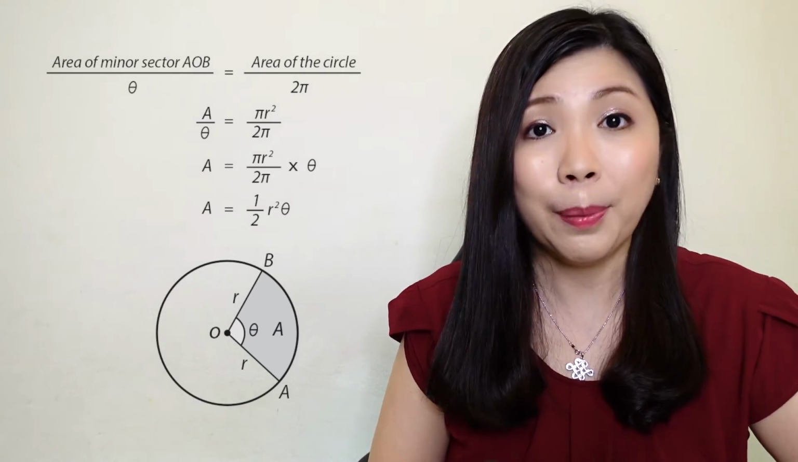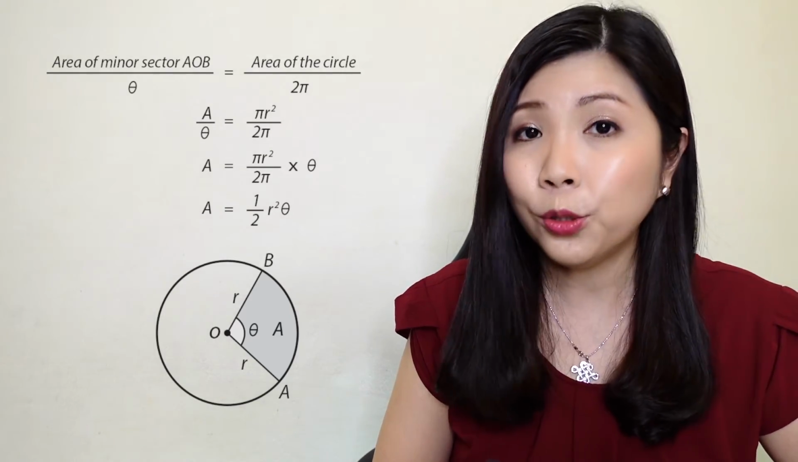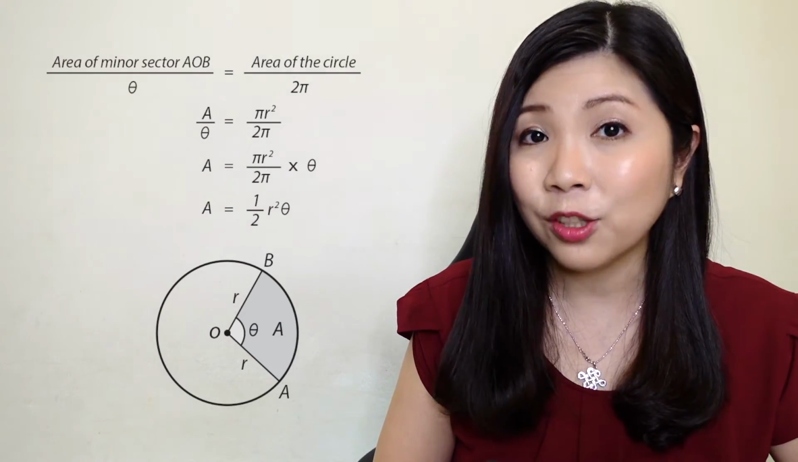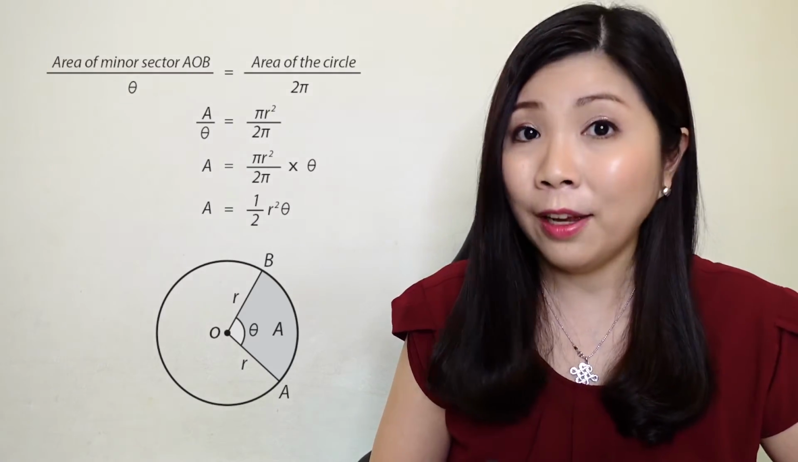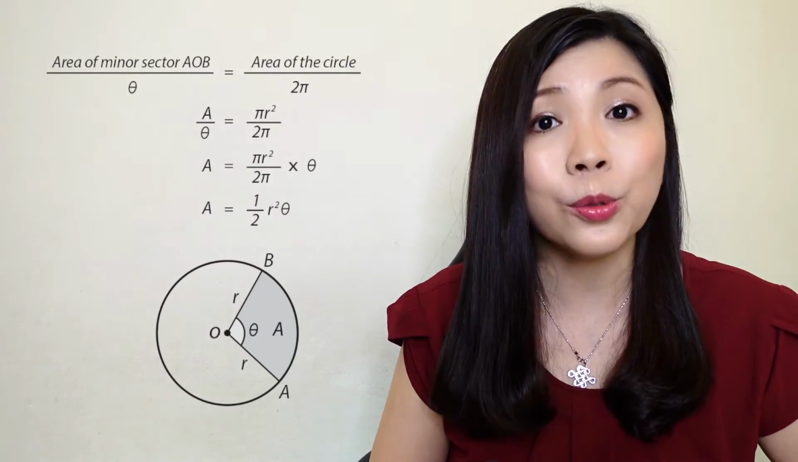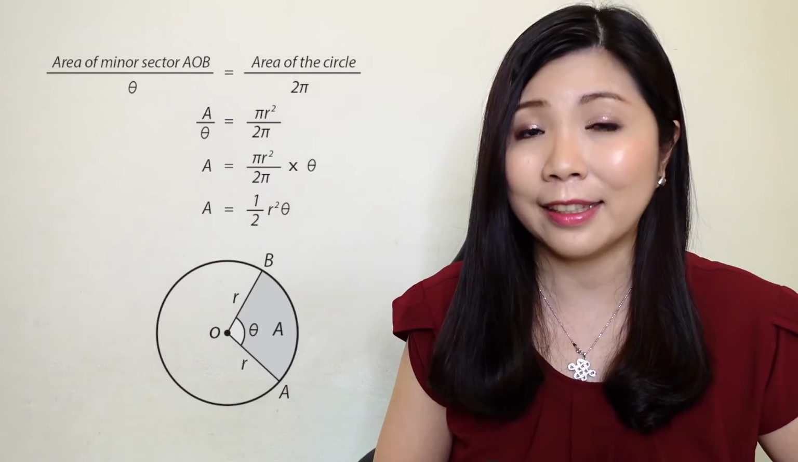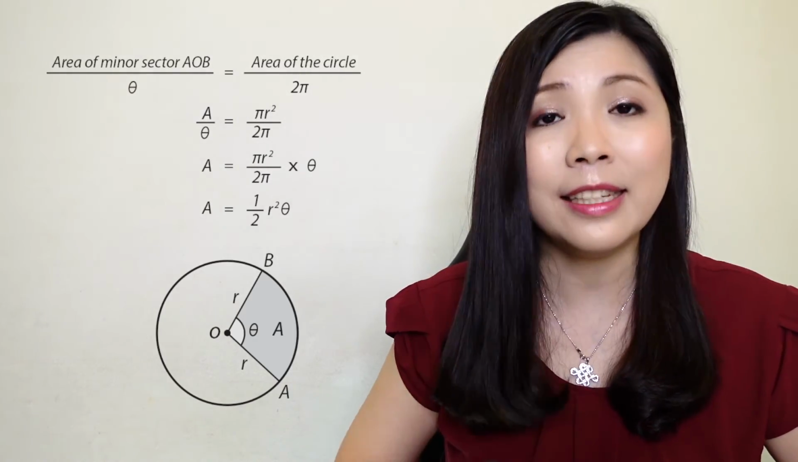So A equals pi r squared over 2 pi times theta, and we can cancel off the pi top and bottom. Okay, so therefore we'll get the formula A equals half r squared theta, and this is the formula to find the area of a sector of a circle. And remember that theta has to be in radians.